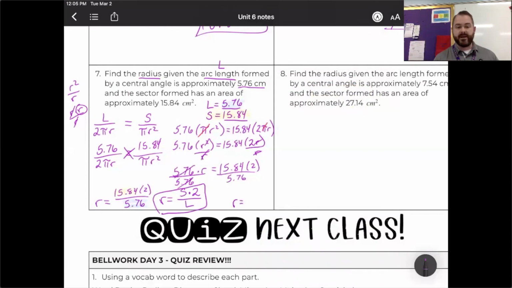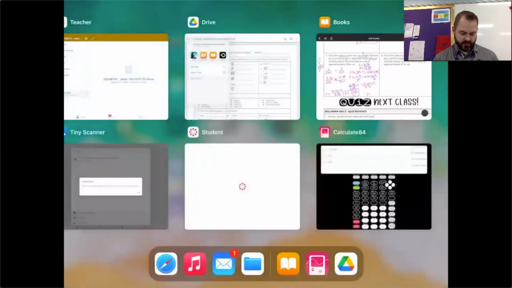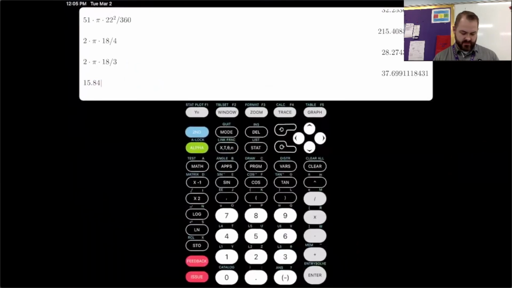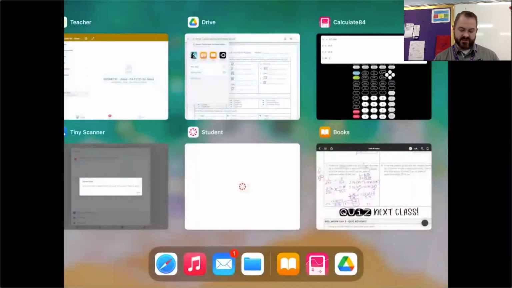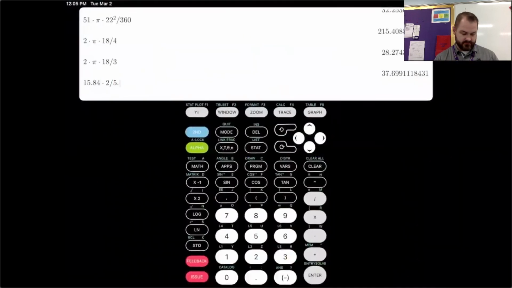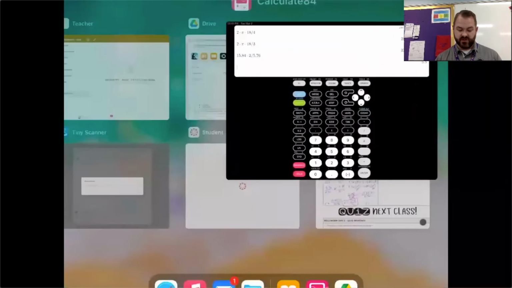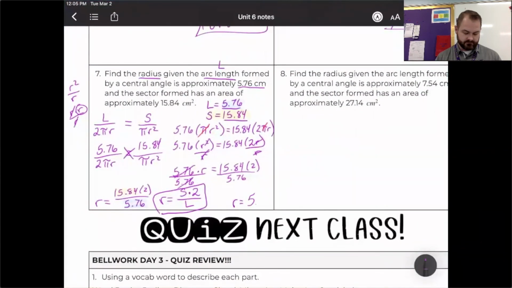And so to actually plug that in, we're going to do 15.84 times 2 divided, let me look at that again, by 5.76, the arc length. And we get 5.5. Works out really nice this time. So that's my radius. Because the pi's canceled, it makes it a whole lot easier. So this shortened version of the formula for that radius, when I give you sector area and arc length, is what you can use. So for number 8, we're just going to use that shortcut.